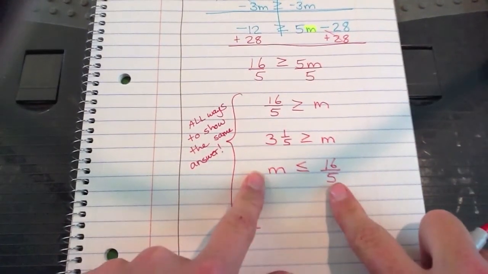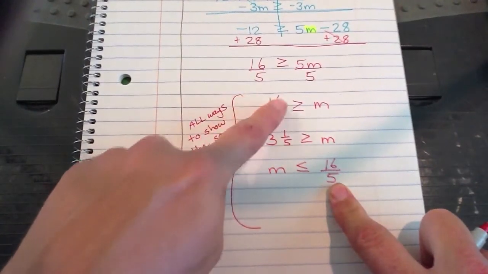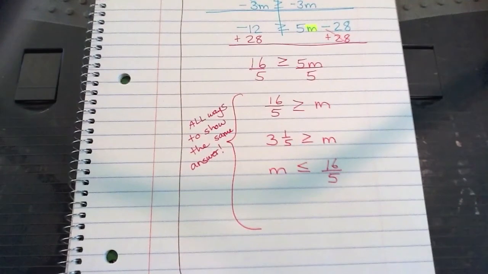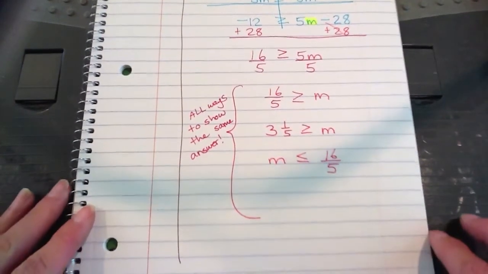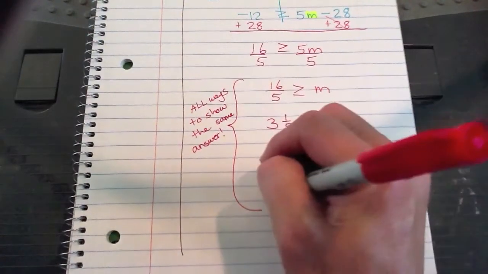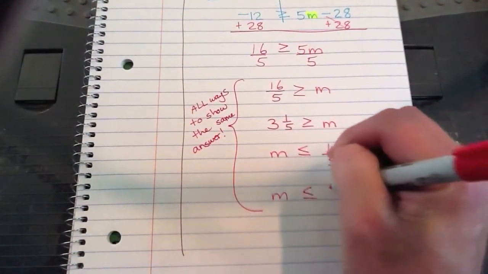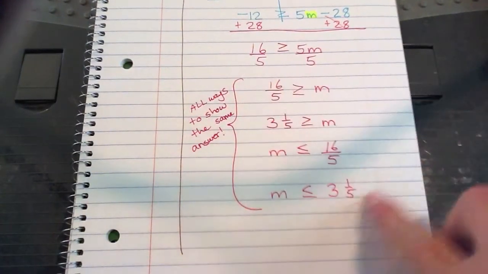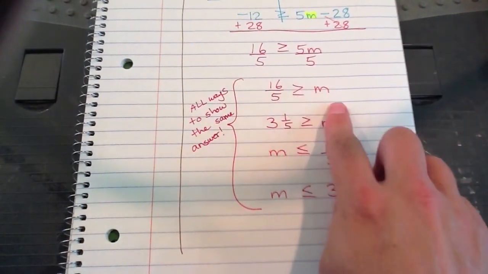This means the same thing. 16/5 is greater than m. M is less than 16/5, or equal to. And the other way I could write it as a mixed number, 3 1/5. M is less than or equal to 3 1/5. So get used to seeing all ways of seeing that, especially when your variable ends up on the right.